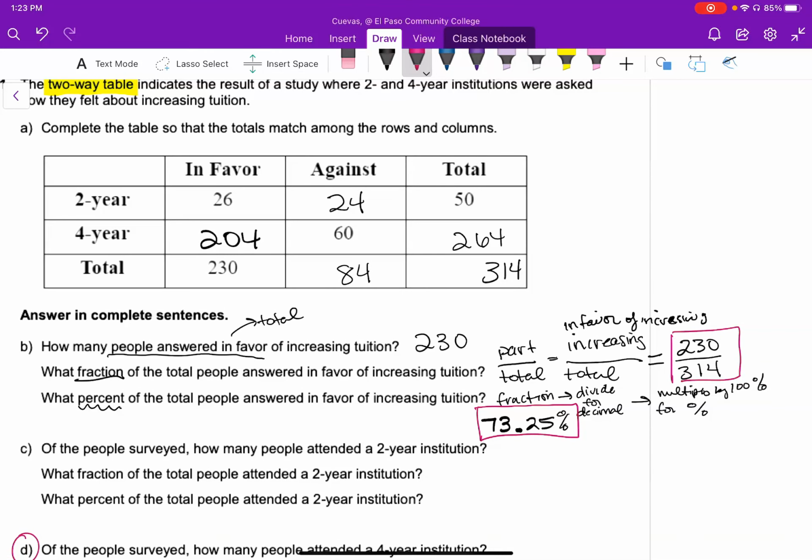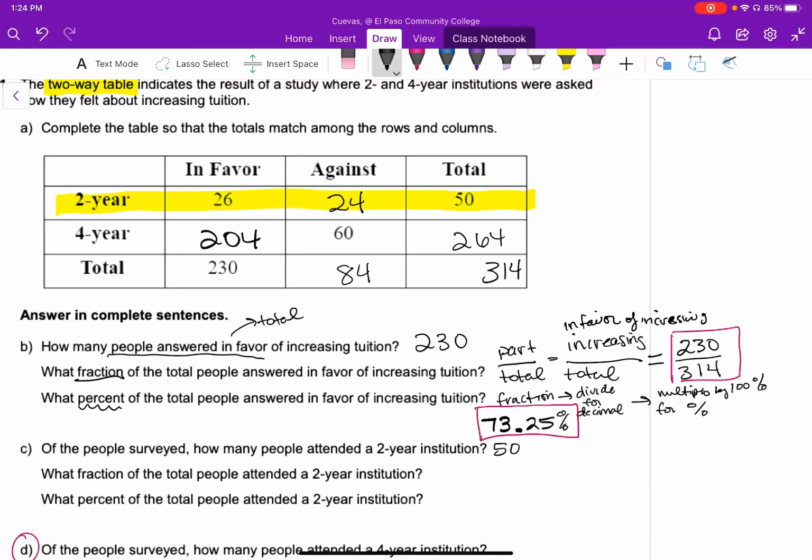Now, if you think about what happened at the beginning where I asked you how many people answered in favor, I kind of just was shifting your eyes to see where you should pay attention. The other 2 questions are the actual math work involved. Let's do another one. Of the people surveyed, how many people attended a 2-year institution? So of everybody that was surveyed, how many people attended a 2-year institution? So let's focus your eyes here. I have 2-year institution, and so my total is 50 people attended a 2-year institution.